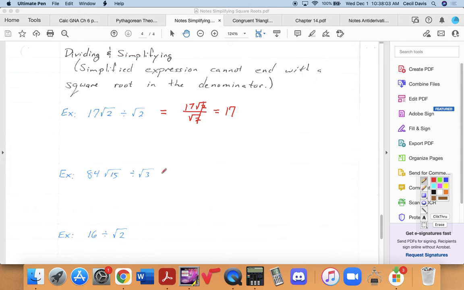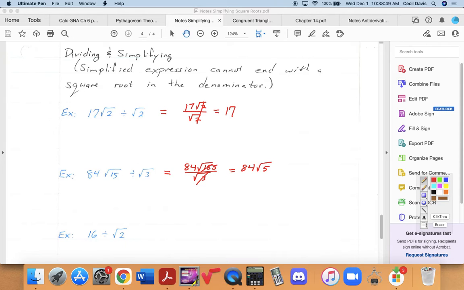All right, let's try this next one. This next one is also pretty easy. We've got 84 square roots of 15 divided by the square root of 3. Divide what by 3? Square root. So the ones that are both square roots we can divide. How many times does 3 go into 15? 5 times. So when we divide the square root of 3 into the square root of 15, we get the square root of 5. And that's it. Oh, that's the answer? 84 square roots of 5.